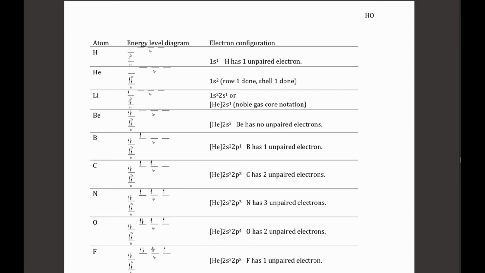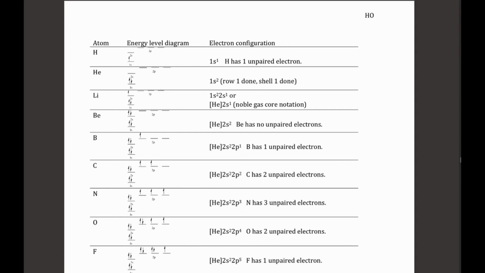Before we actually go to lithium, hydrogen and helium are the only 2 elements in the first row. Notice when we finish with helium, we have finished row 1. We've also filled up the n equals 1 shell. So there's a correspondence between shell and row.